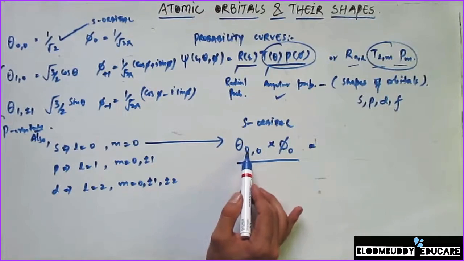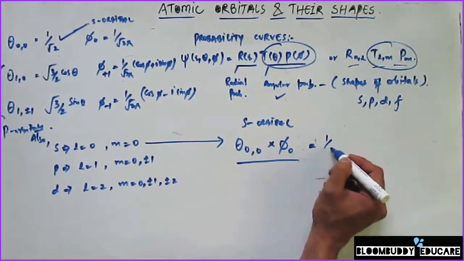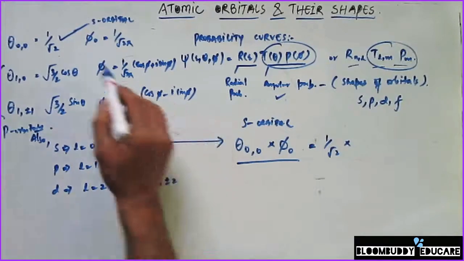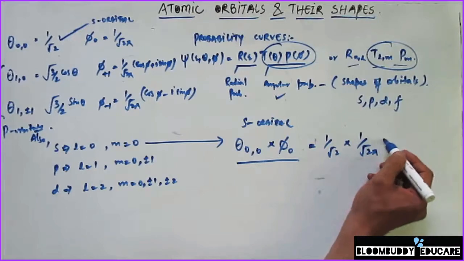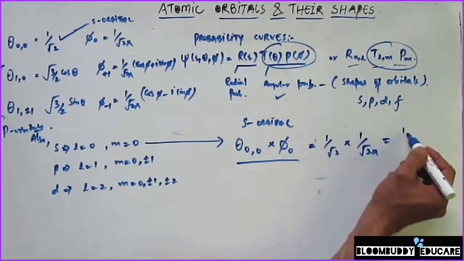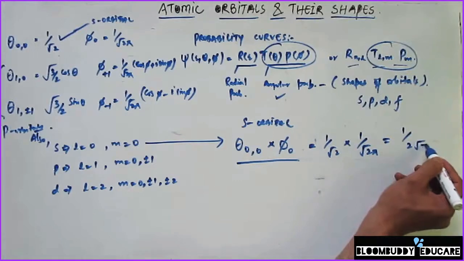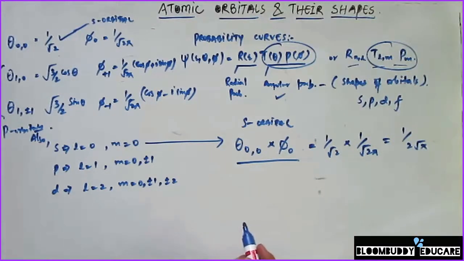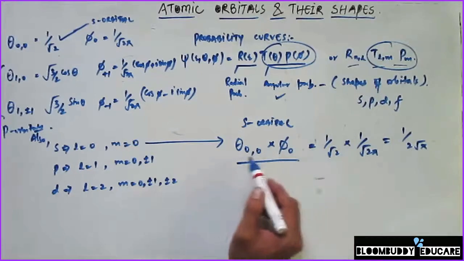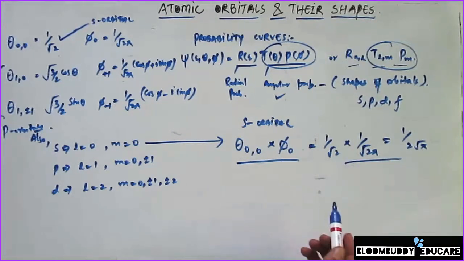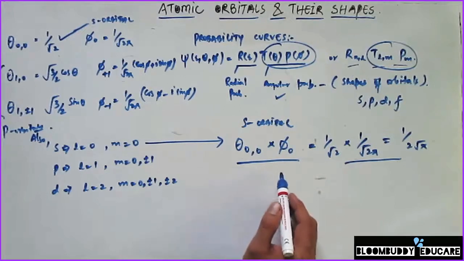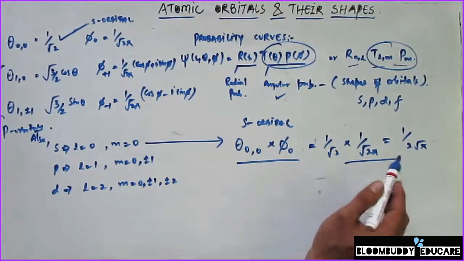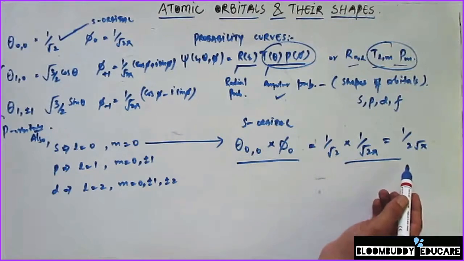Now since theta 0,0 is equal to 1 by under root 2, multiplied by phi 0 is equal to 1 by under root 2 pi, when I try to solve this, this becomes 1 by 2 under root pi. So this equation that I obtained for the s orbital shows that the angular wave function is independent of the angles of theta and phi.